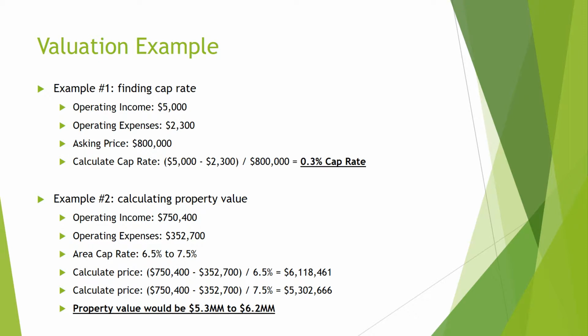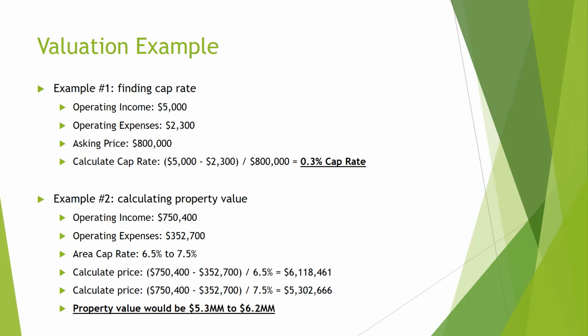And then example number 2 is trying to valuate a property. What's the price we should pay for this property? And this is what this presentation is all about. If I have an operating income of $750,400 a year and my operating expenses are $352,700, and the area cap rate fluctuates between 6.5% and 7.5%. This means cap rate can also be a little bit fluid. It also goes to supply and demand. It also goes to seller's expectation.